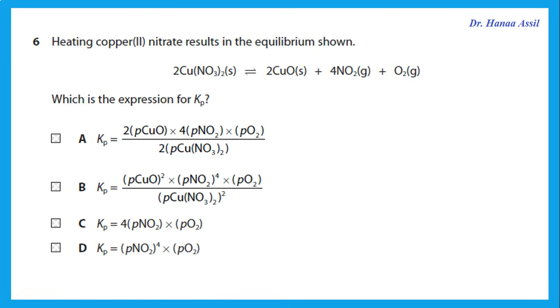So the Kp is just the partial pressure of the NO2 to the power 4 times the partial pressure of the O2 to the power 1. Remember, it is the partial pressure to the power of the coefficient. Do not include solids in the equation.